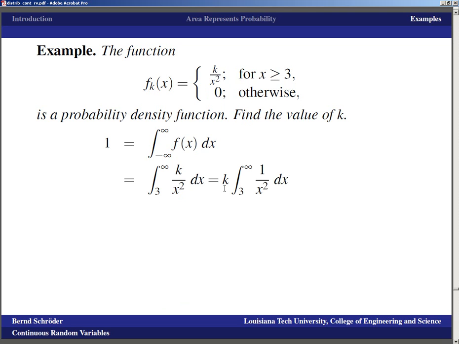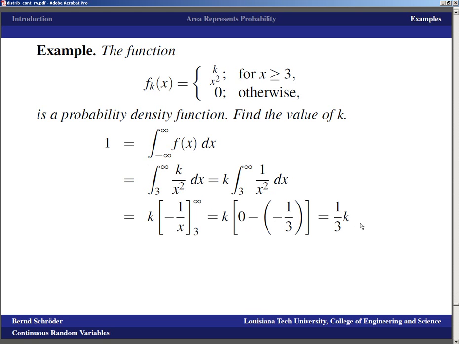We can pull the k out of the integral. The antiderivative of 1 over x squared is negative 1 over x, and we have to take that at 3 and at infinity. Well, that gives us k times the value at the upper bound, which is 0, minus the value at the lower bound, which is negative 1/3. And so that means 1 has to be equal to 1/3 of k. And if you solve that for k, of course you get that k is equal to 3.